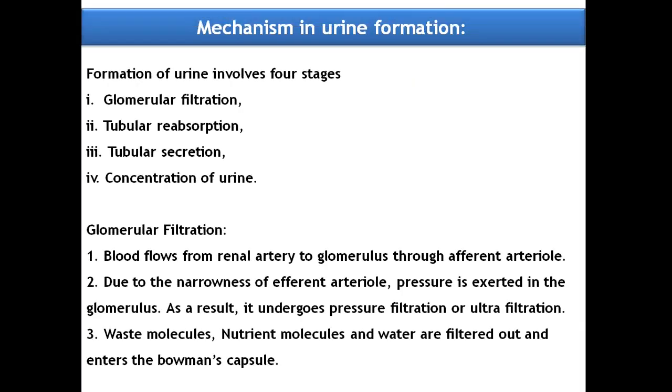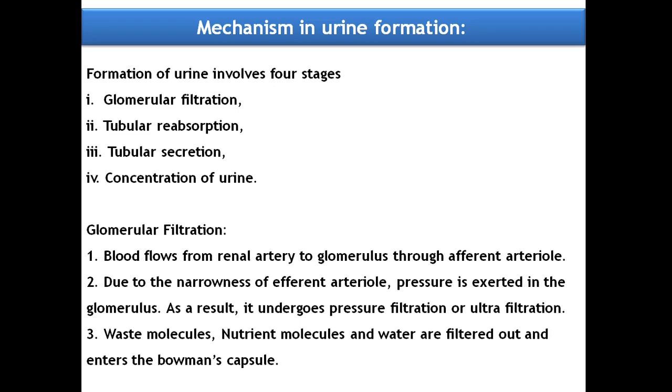Now, let's move on to the mechanism of urine formation. The formation of urine involves four stages. First one, glomerular filtration. Second one, tubular reabsorption. Third one, tubular secretion. And fourth one, concentration of urine. These are the four stages in the mechanism of urine formation. Let us discuss the first one, that is glomerular filtration.